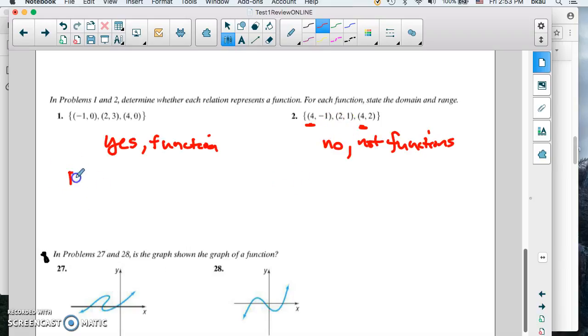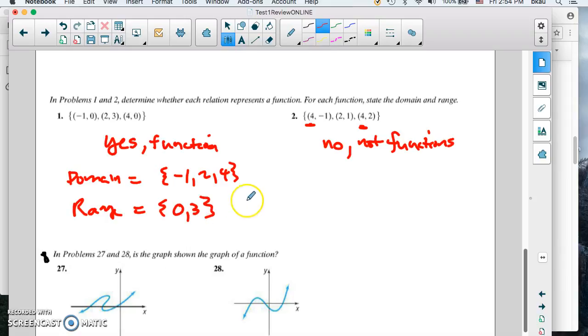So the domain on this one is the values -1, 2, and 4. The range is the values 0 and 3. Okay, similar here, domain is 4 and 2, range is -1, 1, and 2.